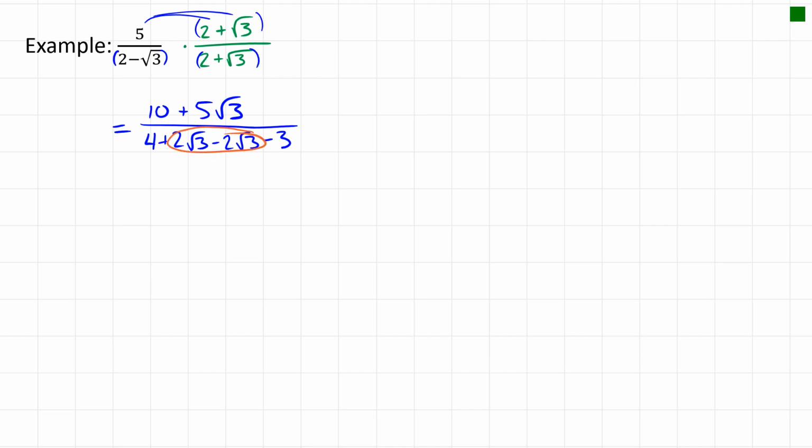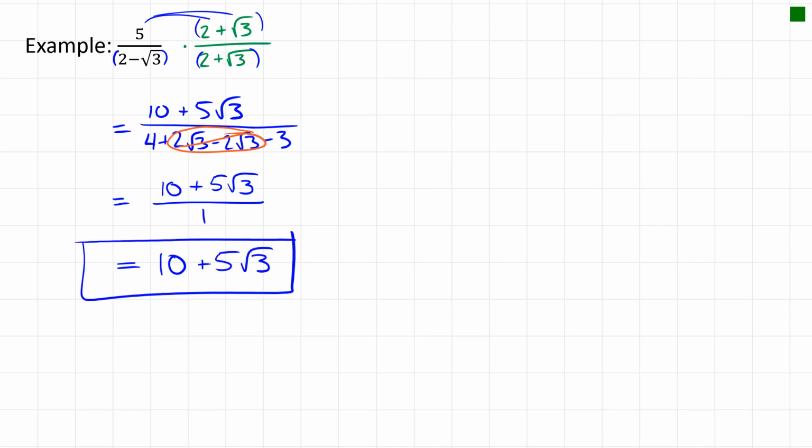And when you FOIL, you're going to see that cancellation happen. That's good. If you don't see it happen, it's because something went wrong and you should go back and check your work. But for now, we see that cancellation happen, so we're left with 10 plus 5 root 3 over 4 minus 3, which is 1. And that's probably not the easiest, simplest way to write our answer, so let's just write it without that 1 in the denominator. And there's our final answer. So kind of interesting, rationalizing the denominator actually got rid of the denominator altogether. That won't happen in every case.